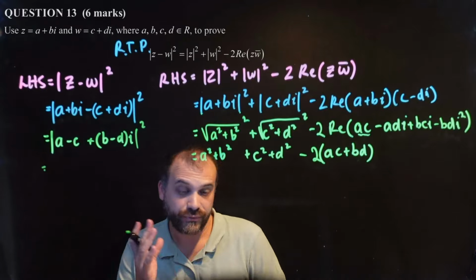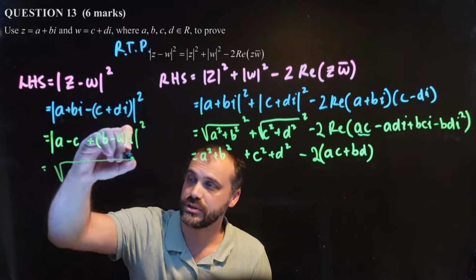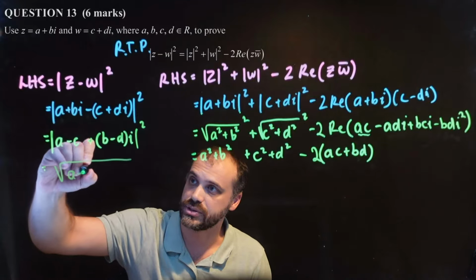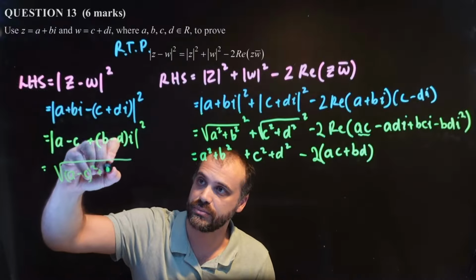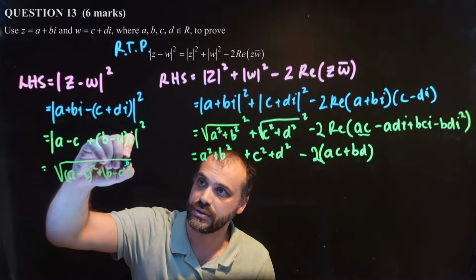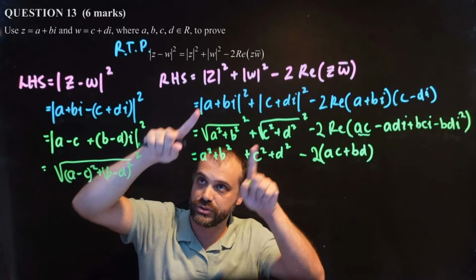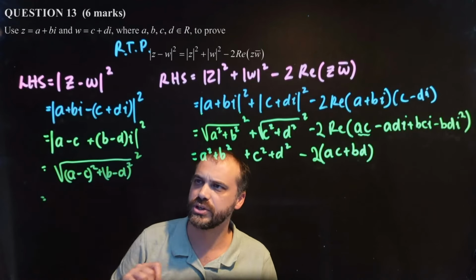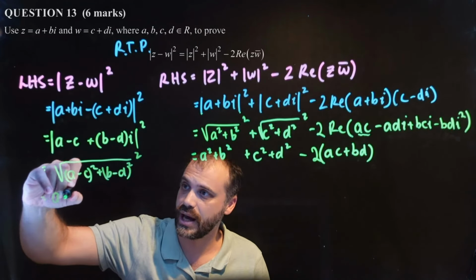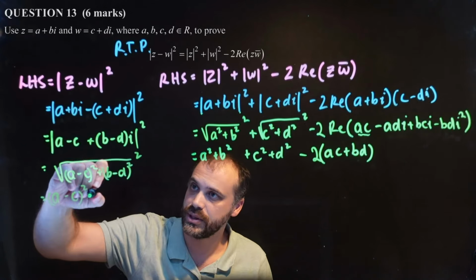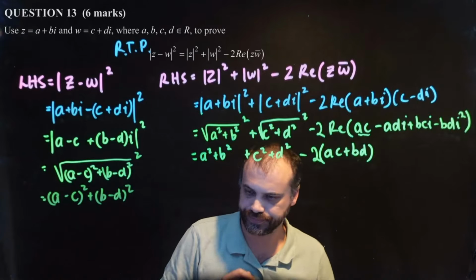All right. How do you find the magnitude of a complex number? You take the square root of the real components squared plus the imaginary components squared. And then we're trying to square it at the end, right? Magnitude squared. Okay, so that means that that square root and that squared are going to cancel each other out. And I'm left with (a minus c) squared plus (b minus d) squared.